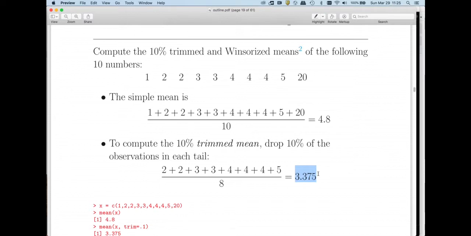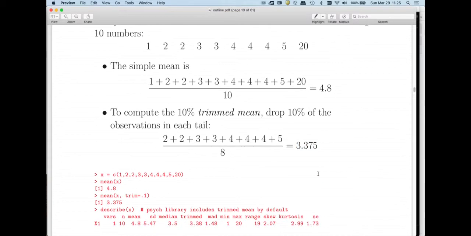All right, so therefore you could see where turning up the fraction of cases to the point where we're dropping half from both sides gives us the median. If I trim 0%, I'm left with the simple mean, and therefore this is kind of a unifying statistic in that it bridges the gap between the mean and the median.